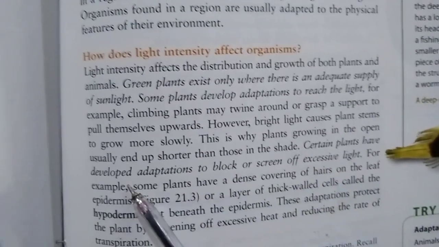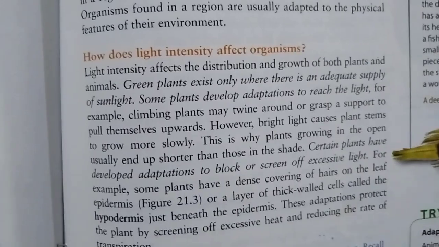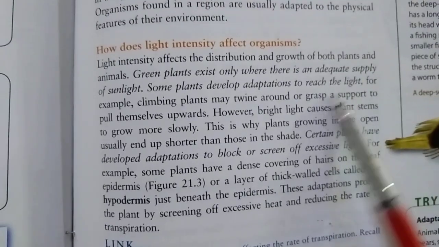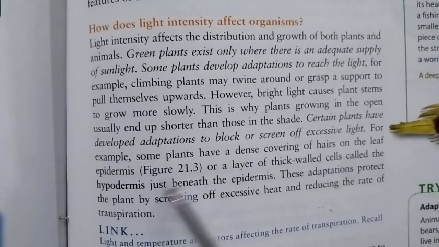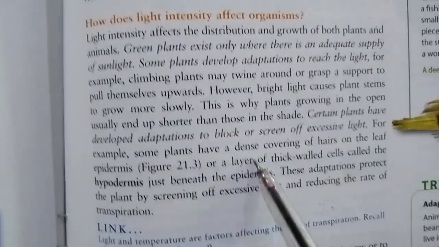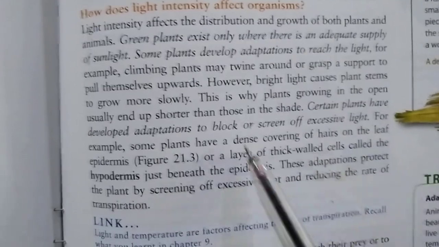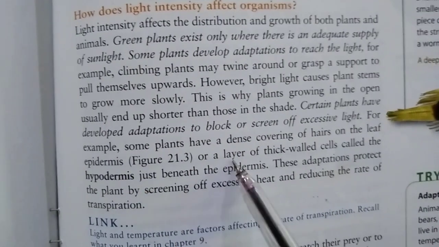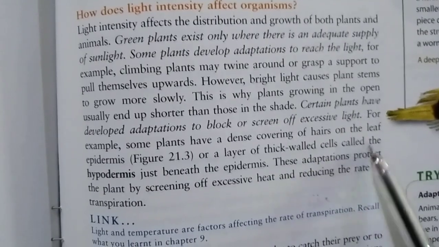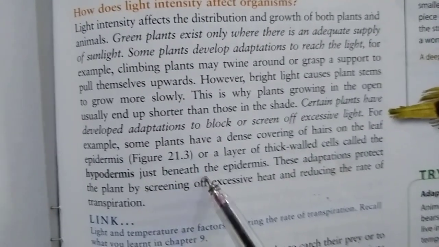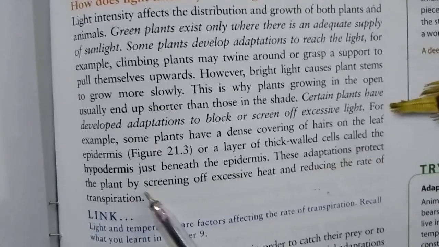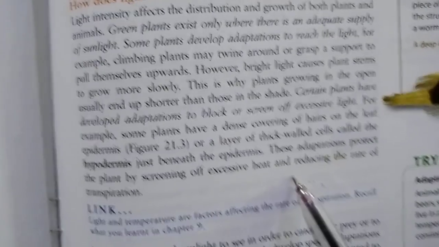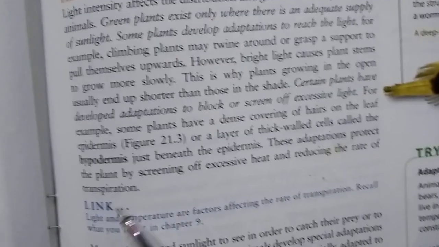Certain plants have developed adaptations to screen off excessive light. For example, some plants have a dense covering of hairs on the leaf epidermis, or a layer of thick walled cells just beneath the epidermis. These adaptations protect the plant by screening off excessive heat and reducing the rate of transpiration.